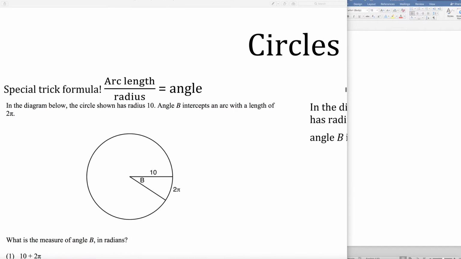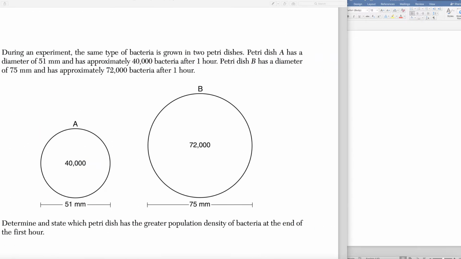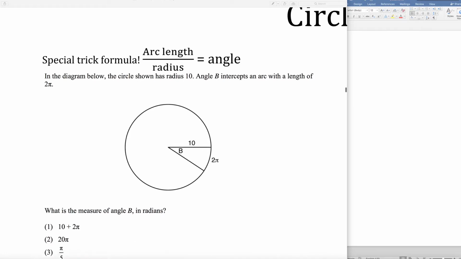Alright, cool. Sorry, it's A that is the more dense one. A has the greater population density. Oh, yes, I agree. Yeah, you wrote that. Okay, fine.